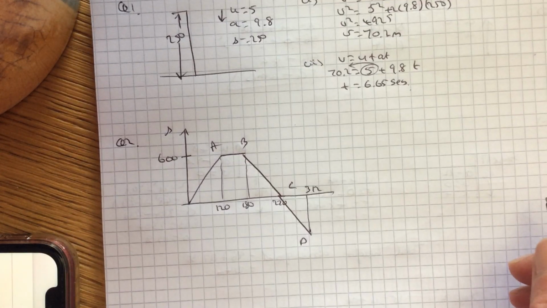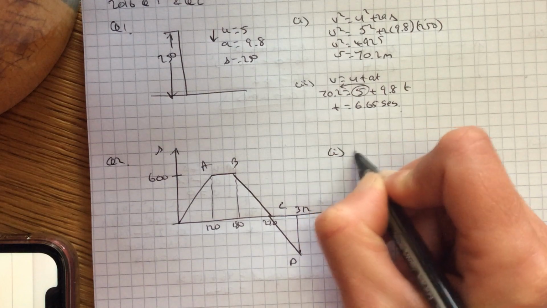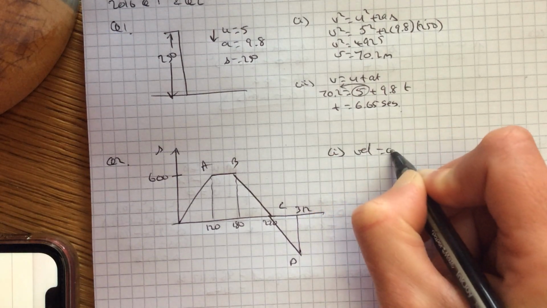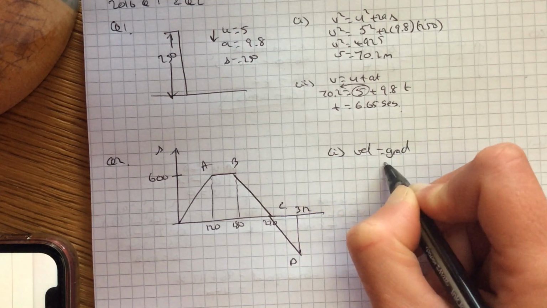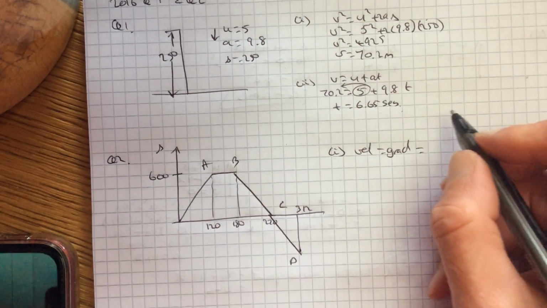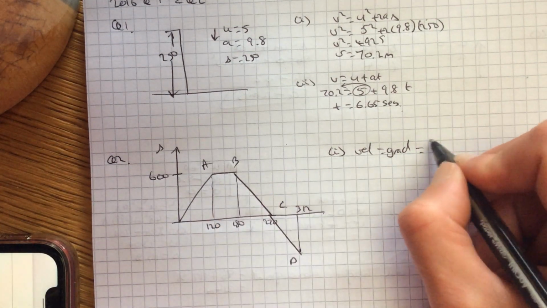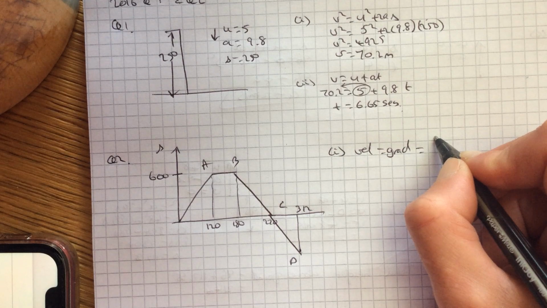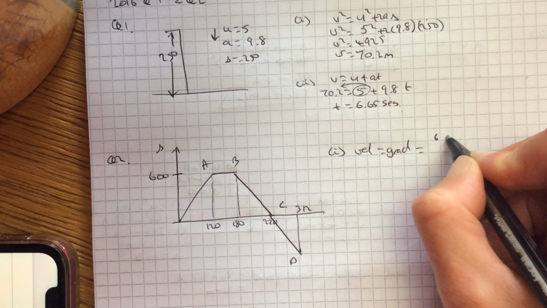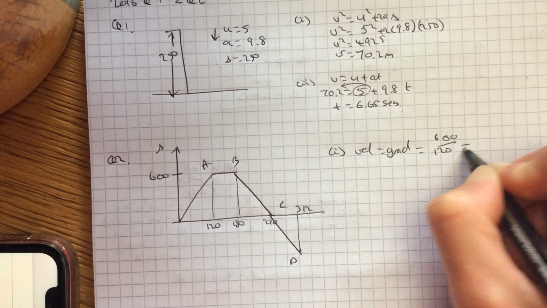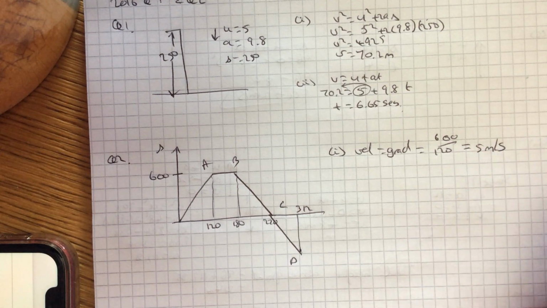Okay, find the velocity from O to A. So velocity equals the gradient of these graphs. So gradient is rise over run. So it's 600 over 120, which is 5 meters per second.